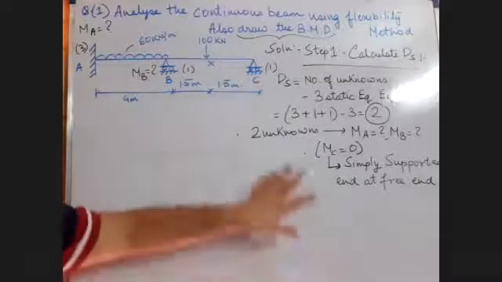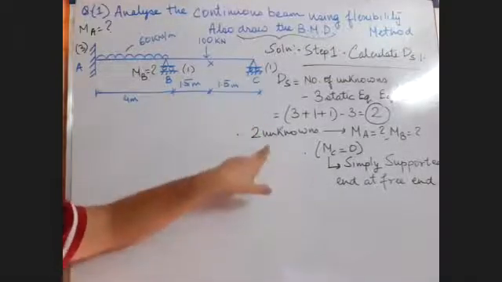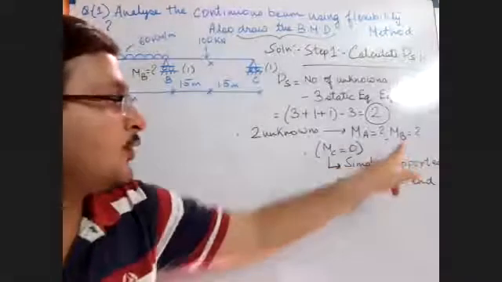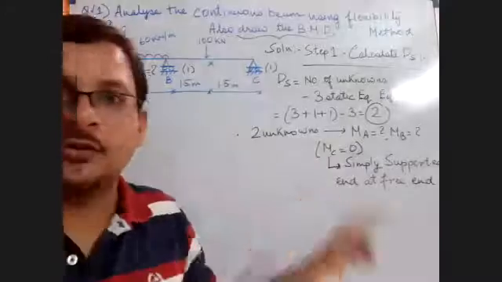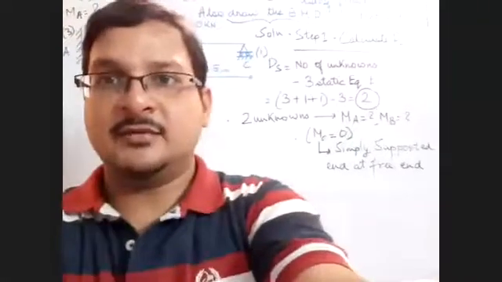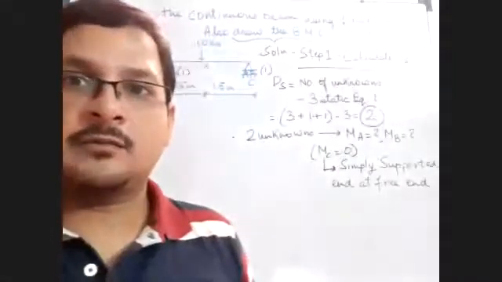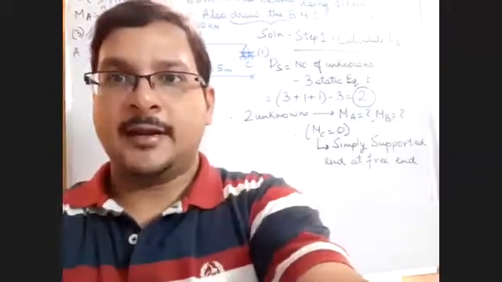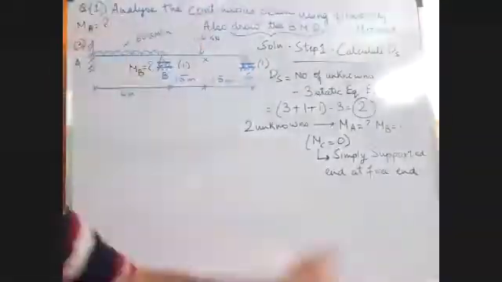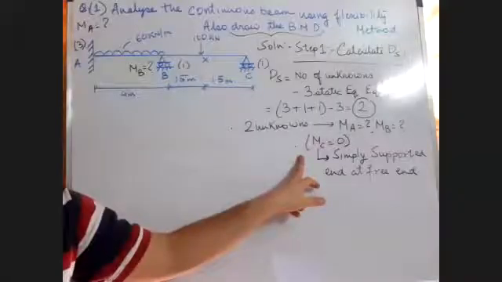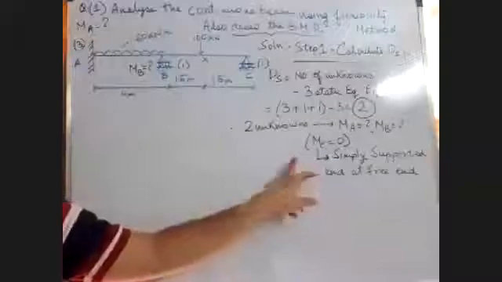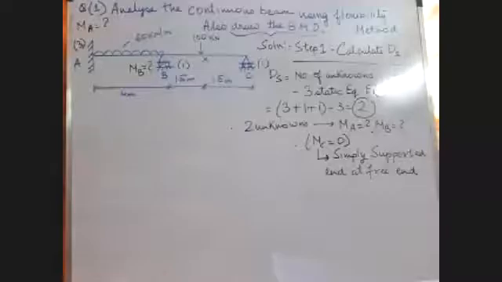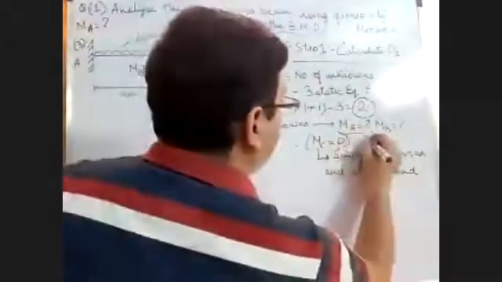Okay. So two unknowns: moment at A unknown, moment at B unknown, and moment at C is 0. Since it is 0, there is nothing to be worried about. Since we know that the bending moment at C is 0, it is known, so you don't have to make it an unknown. So already I have put MA and MB as unknown.